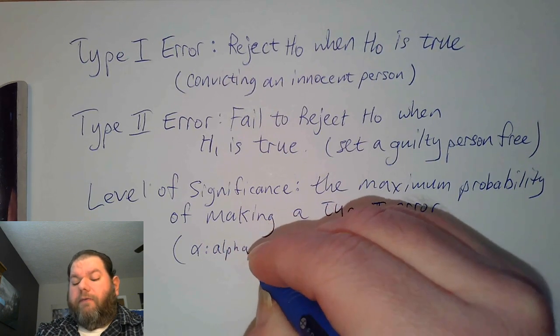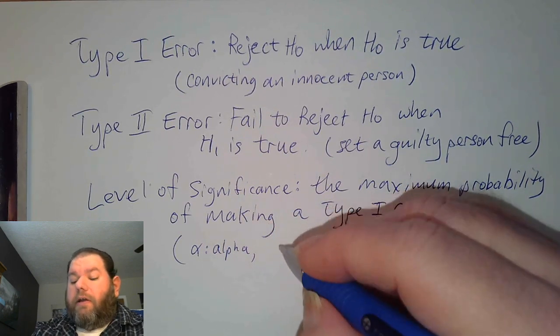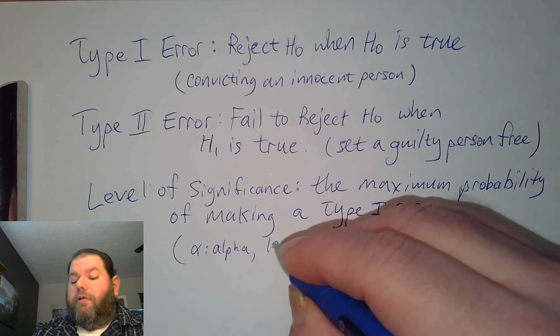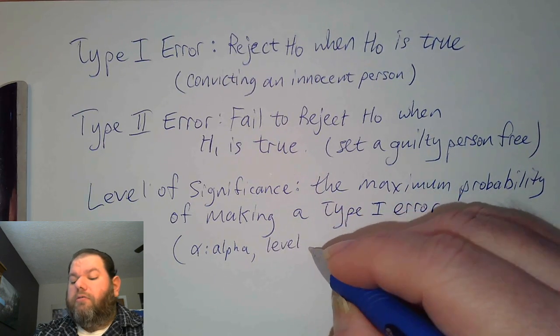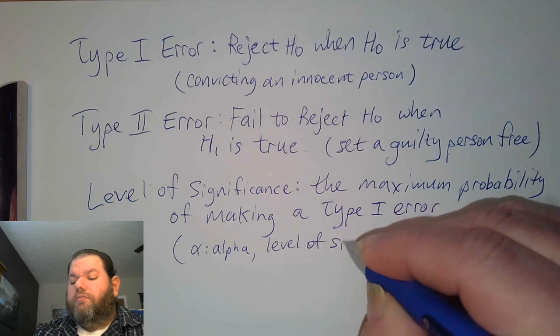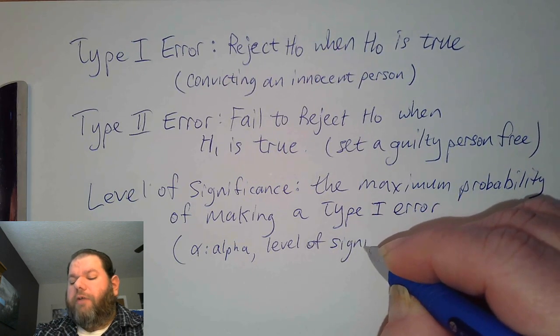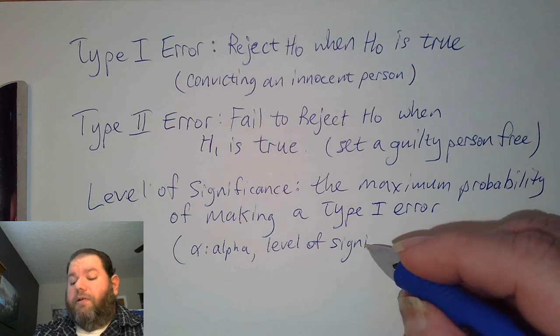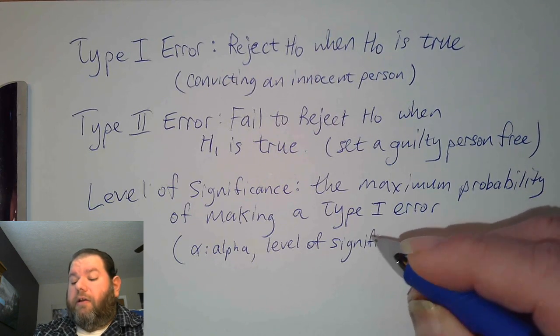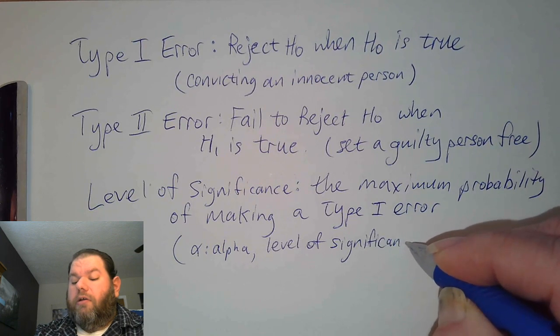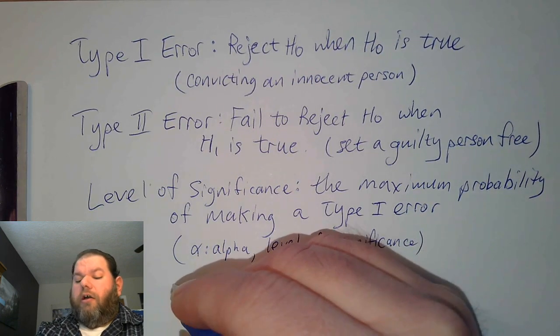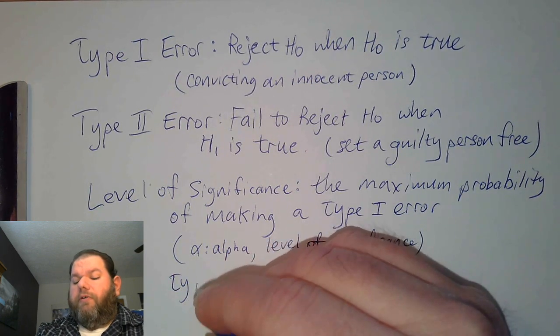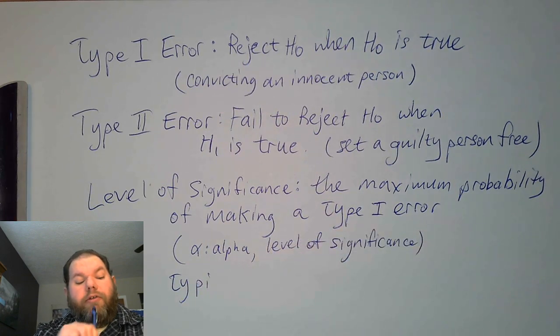If we haven't used it before already, I feel like we have. Yeah, because we used Z alpha over 2 and T alpha over 2 in chapter 9, at the very least. Typically, we use alpha equals either 0.01, 0.05, or 0.1.